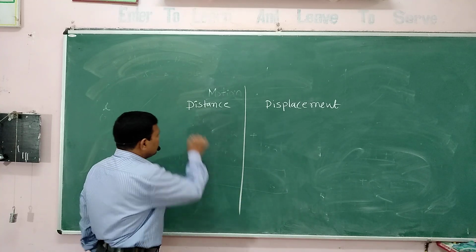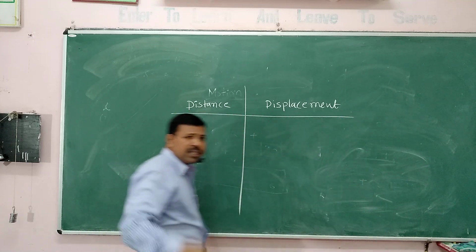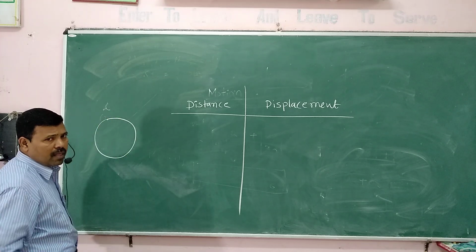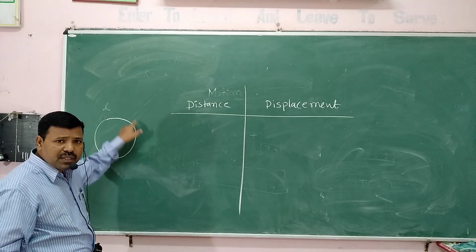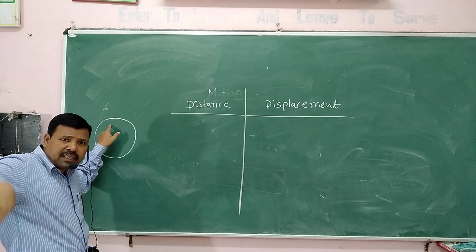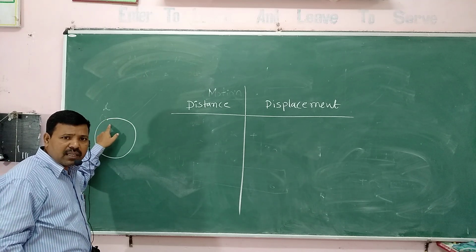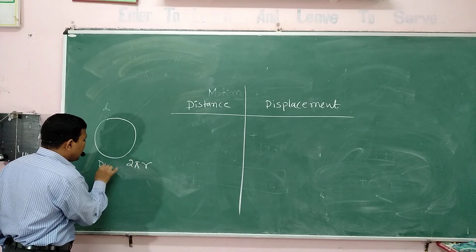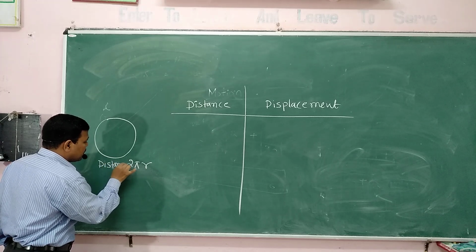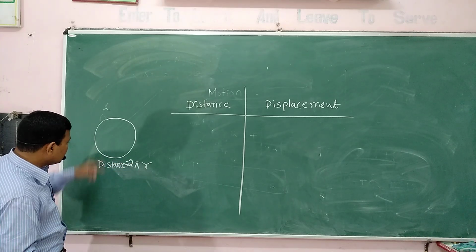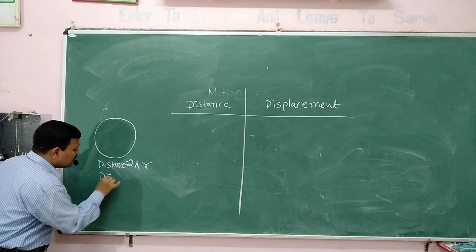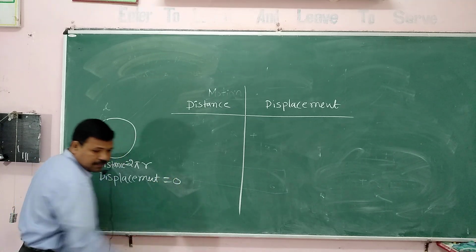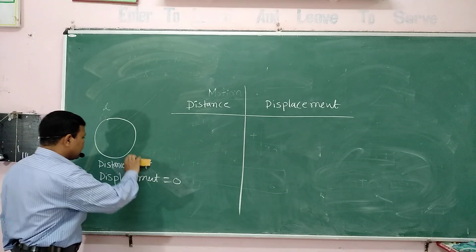For example, if you consider a circle, the distance covered by an insect in completing one circle is 2 pi r. 2 pi r is a distance. What is displacement? Displacement is 0. Distance is 2 pi r.